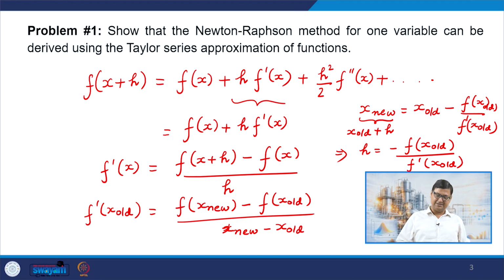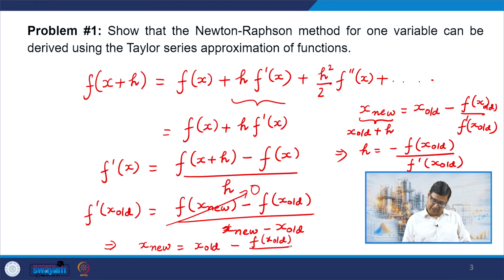If I do that, that means I am assuming that this term is basically 0, which is not the case, and therefore, we have to iterate again anyway, but I am going to assume that the new value becomes the solution. So, that pretty much gives me x new equal to x old minus f of x old by f prime of x old. Therefore, the Newton Raphson method for one variable can be derived using the Taylor series approximation of the function.